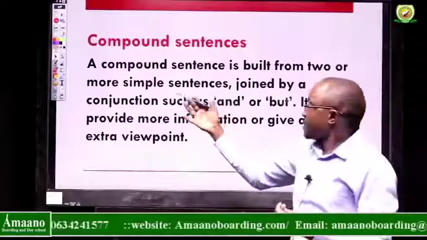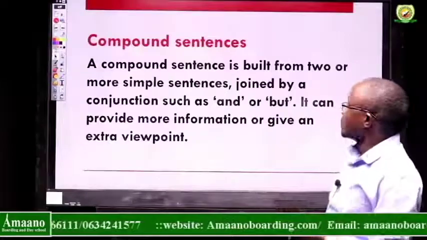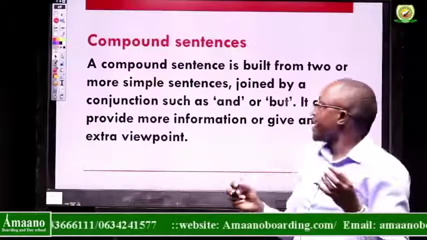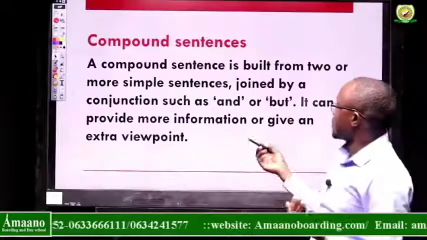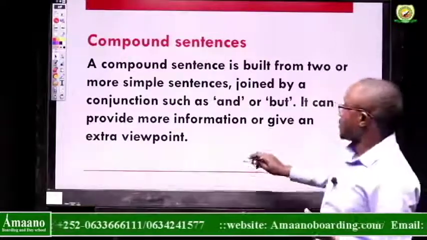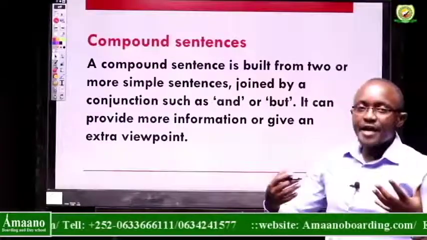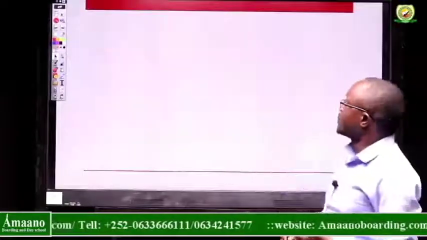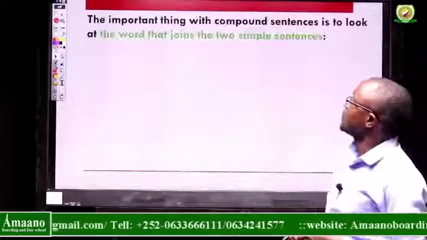And last but not least, among the types of sentences, I want to go into compound sentences. So these are those sentences that are joined by conjunctions. We call them the fanboys. So for example, and, but. So these ones are always used to provide more information or give an extra viewpoint. So if you're writing and you want your readers to have more points, then that's what you have to do.